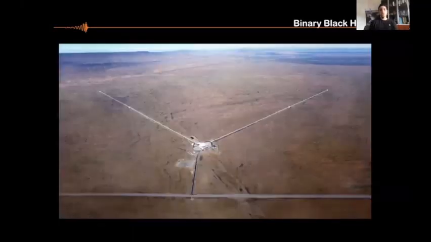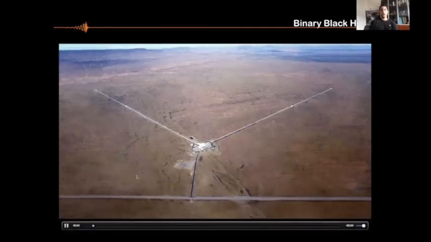So we use a kind of telescope to detect these waves. And our telescope is not a telescope in the traditional way. We have this really big thing, which is composed of two arms. These arms are 4 kilometers long, and this one is placed in the US. Inside these arms, we have lasers.